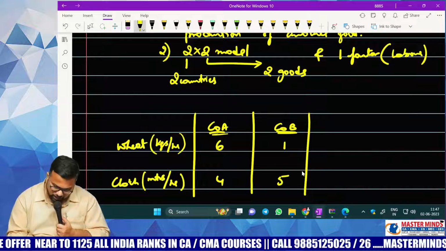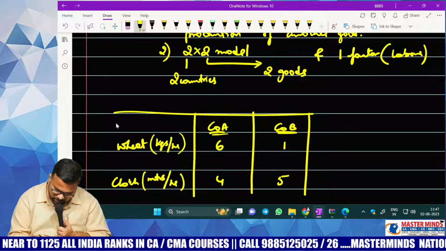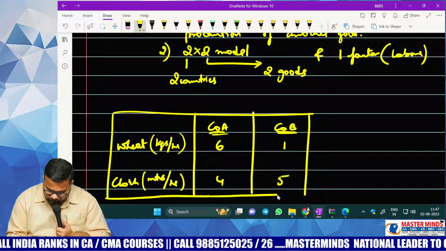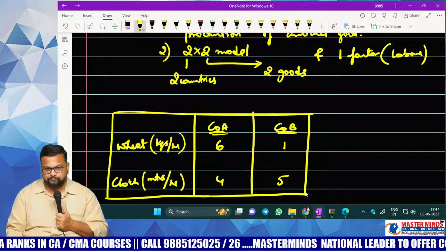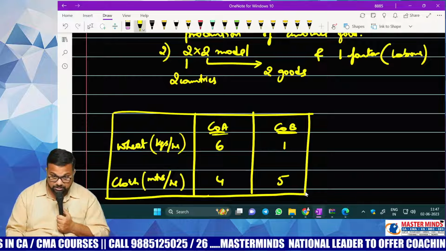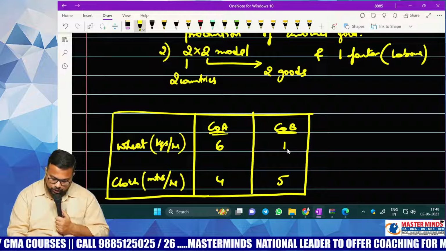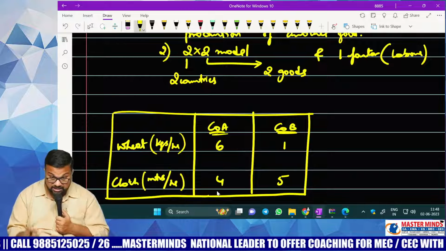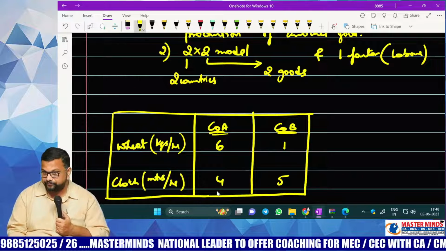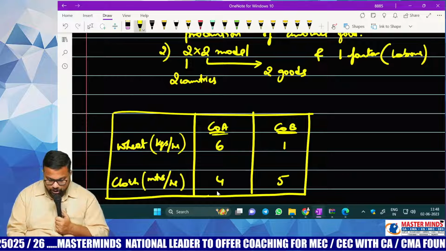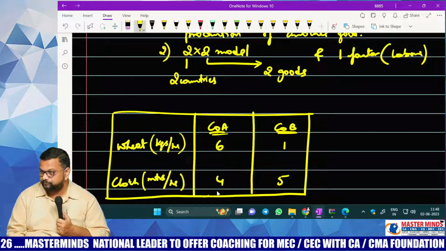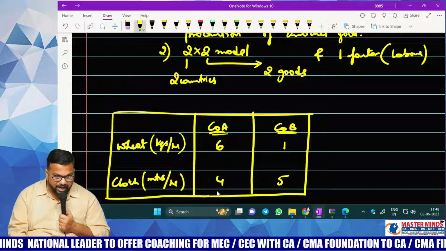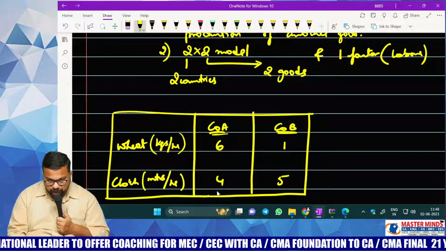6, 4, 1, 15. Just by looking at this table, you can understand one thing. Country A is efficient in production of wheat. Why? Just look at the screen. Country B can produce only 1 kg of wheat, whereas country A can produce 6 kgs of wheat. That means country A is efficient in production of wheat, and country B is efficient in production of cloth. One country has absolute advantage in production of one particular product. The other country has absolute advantage in production of another particular product.